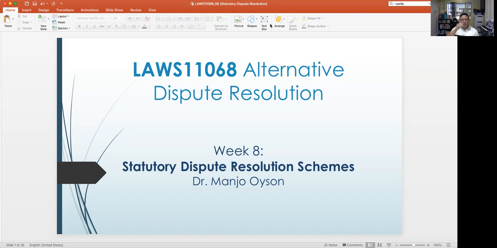One is that it makes us become more familiar with the fact that a lot of the so-called alternative dispute resolution practices or processes actually happen within the course of a legal proceeding or a matter that is about to be commenced in court or has already been commenced in court. And much of these alternative dispute resolution processes are a function of what has been provided in statute.